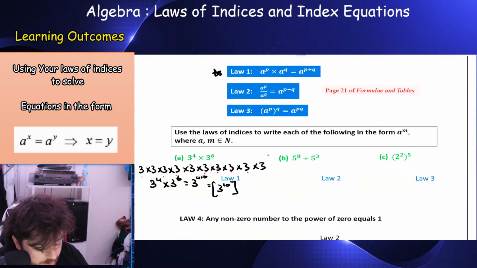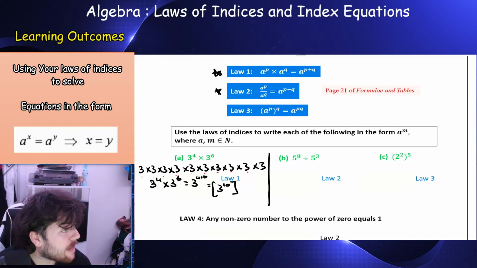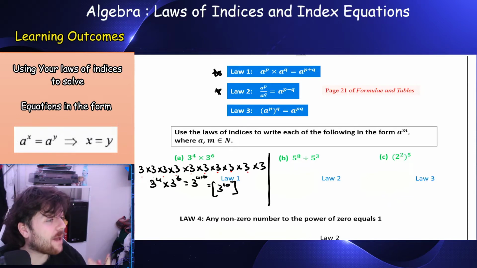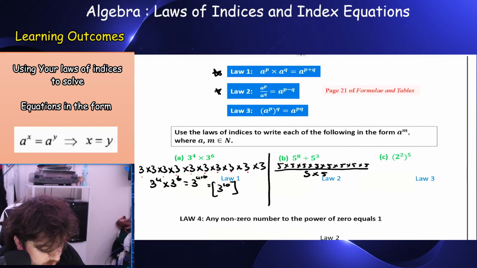The next one, law 2, is the division law. If I have 2 numbers in the same base and I'm dividing them, I'm just subtracting the powers. For example, I have 5 to the power of 8 divided by 5 to the power of 3. Again, just to reiterate, I have 5 times 5 times 5 times 5 times 5 times 5. Really should have picked smaller numbers here. 1, 2, 3, 4, 5, 6, 7, 8. I'm dividing that all by 5 times 5 times 5.